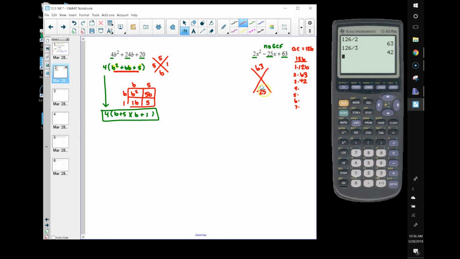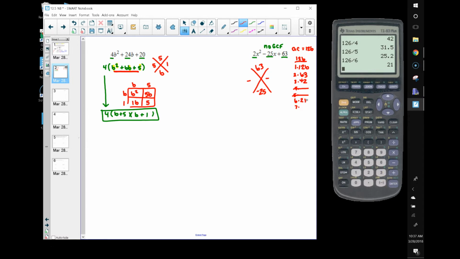I also know that since 25 is negative, I can put a negative here and here. Because I know a negative times a negative is a positive, but I also know this bottom number is negative, so they both have to be negative. So I'm going to keep going. 126 divided by 4 gives me 31.5. So I know that doesn't work. I'm going to cross it out. 126 divided by 5, I know that won't work. It gives me a decimal, so 5 isn't it. How about 6? That gives me a 21.